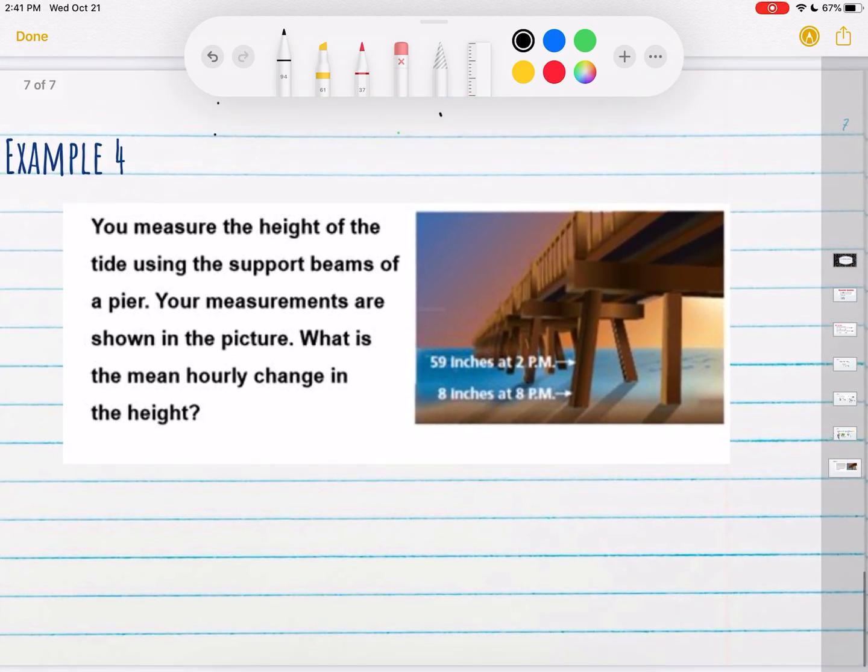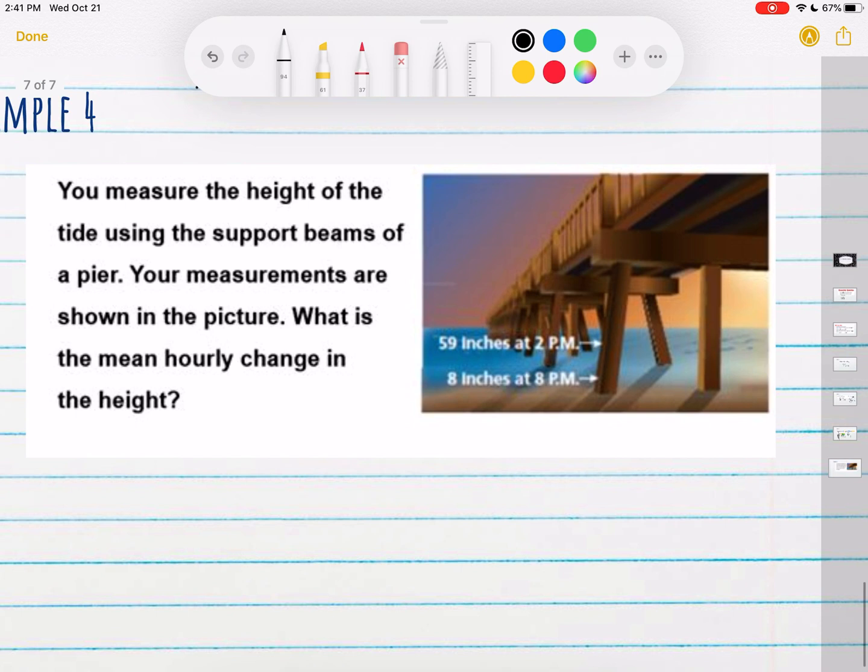One more word problem and then we're off. You measure the height of the tide using the support beams of a pier. Your measurements are shown in the picture. What is the mean hourly change in the height? So my problem is, what is the mean hourly change in the height? And it looks like my important information is right here in the picture.